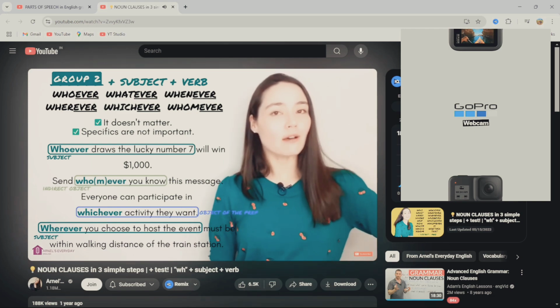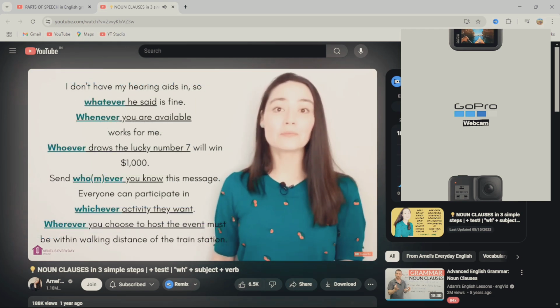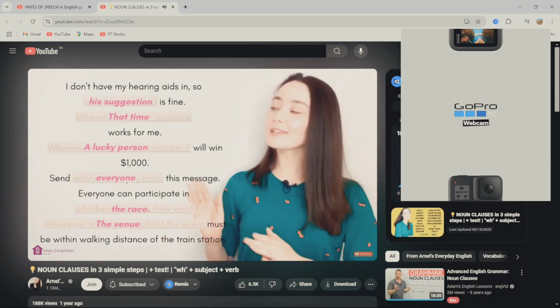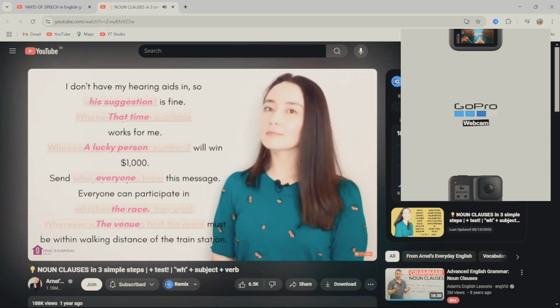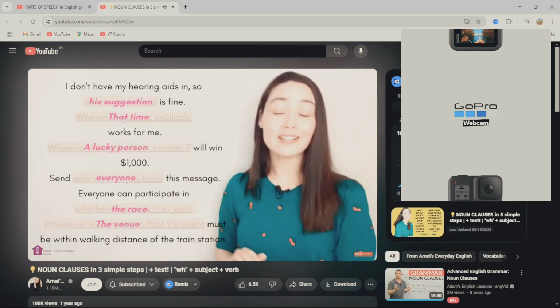Let's do that little noun clause test again. Here are the sentences we've looked at in group 2. We can remove our noun clauses and replace them with a normal noun, and they still make sense. Give it a try. What nouns can you think of that are appropriate in these sentences?